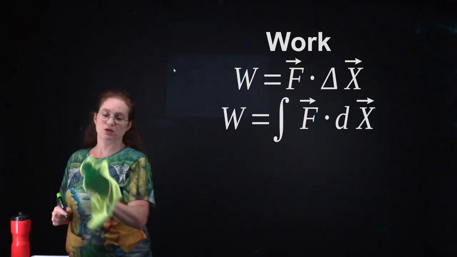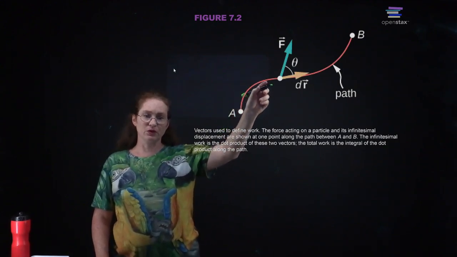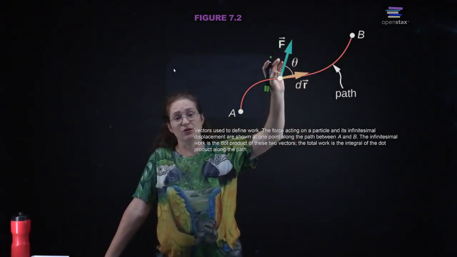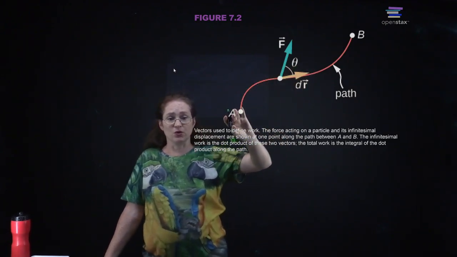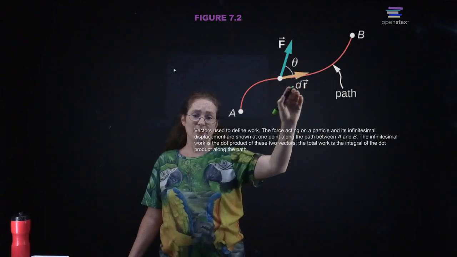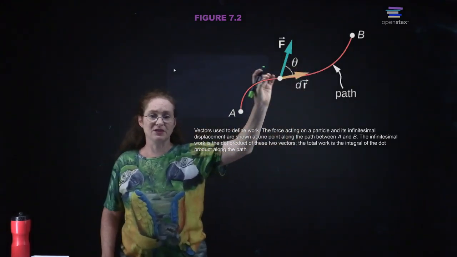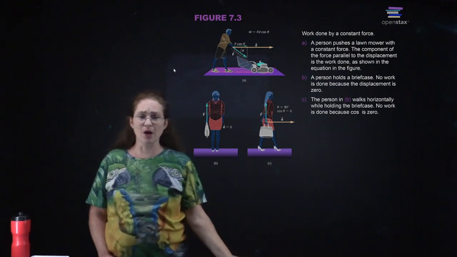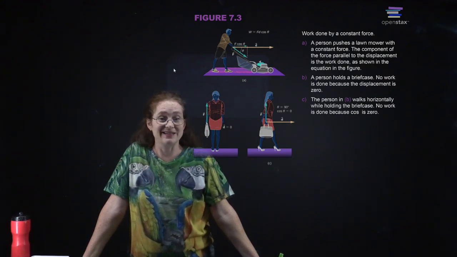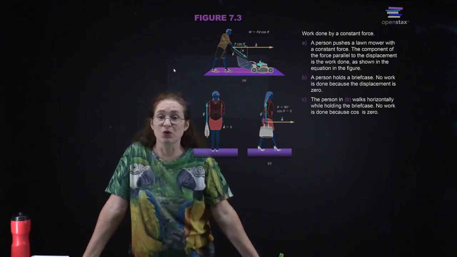Okay, so then we can talk about other cases. Here you can see the more general case where you have some force which is not necessarily parallel or perpendicular to the displacement. As you go along this path from A to B, you would have to consider a small segment of the path dr, take the dot product with the force over that small segment, and then integrate over the entire path. The work done by a constant force is F dot dx. That means that if the dot product is zero, no work is done.